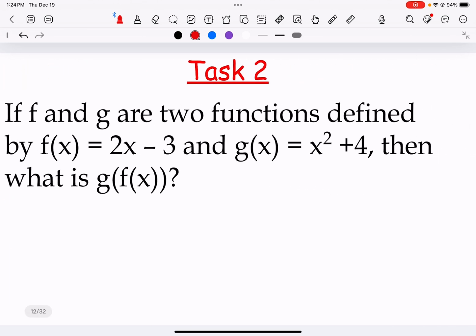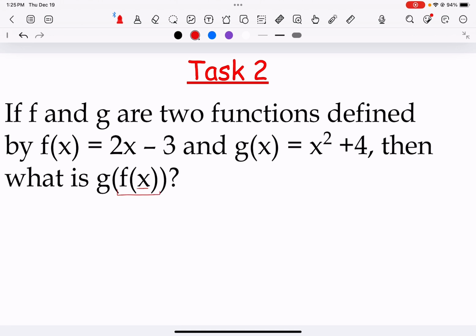The second problem: f and g are two functions defined as f of x is 2x minus 3 and g of x is x squared plus 4. We want to know what g of f of x is. I notice now instead of having a number on the innermost, I have a variable x in my innermost parentheses. So that means my final answer will have an x in it.